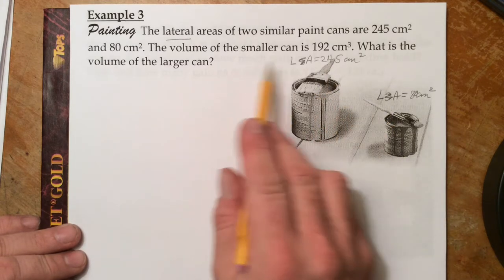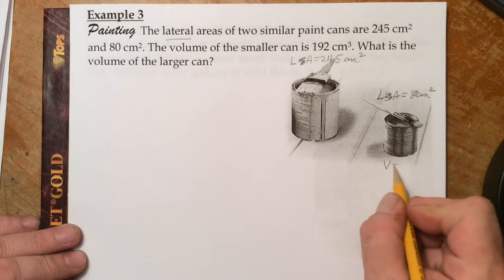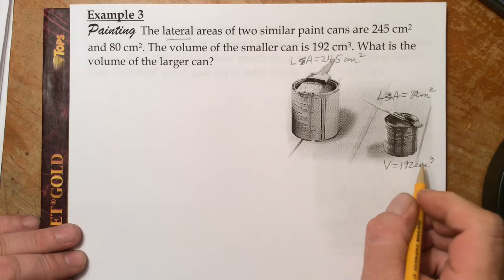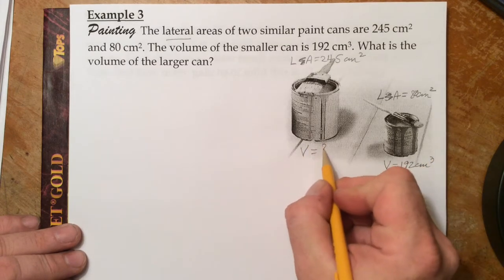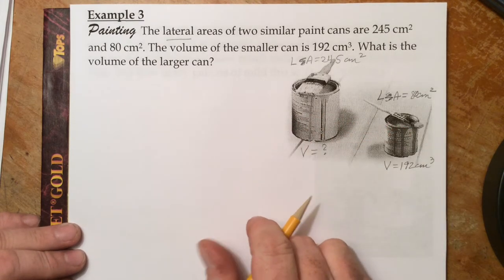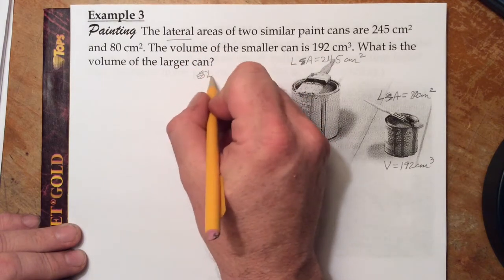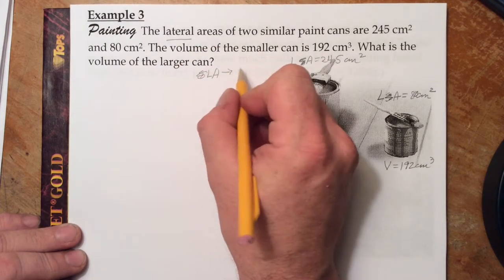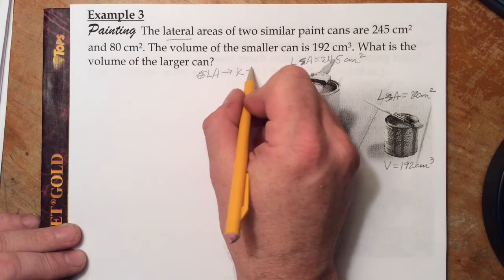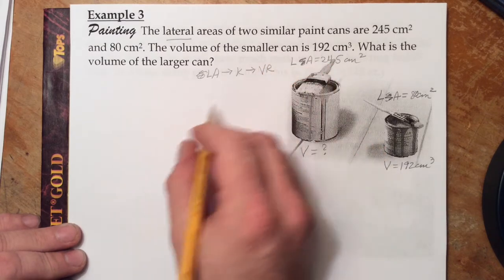The volume of the smaller can is 192 cubic centimeters. So we have the volume of the smaller can. What is the volume of the larger can? So since we're looking for the volume and we're given some type of surface area, we're going to have to go from surface area or lateral surface area back to the scale factor, then take the scale factor and go to the volume or volume ratio in this case.